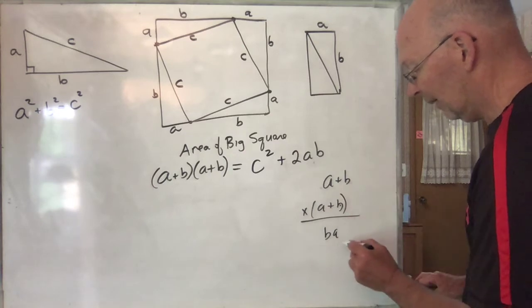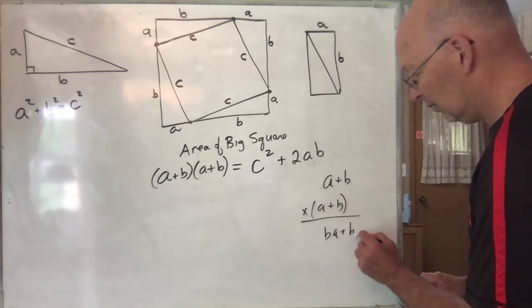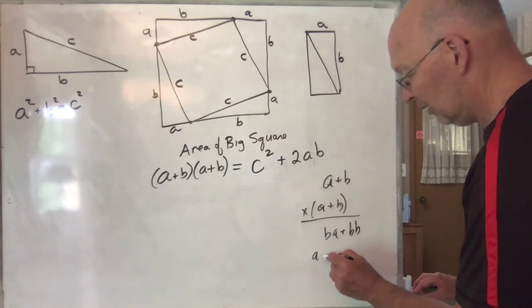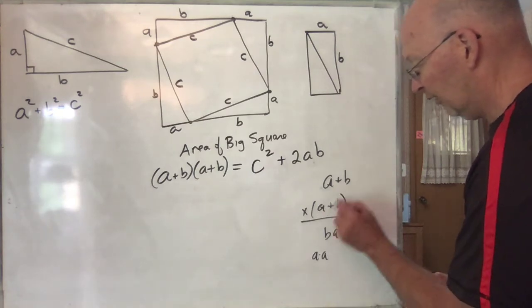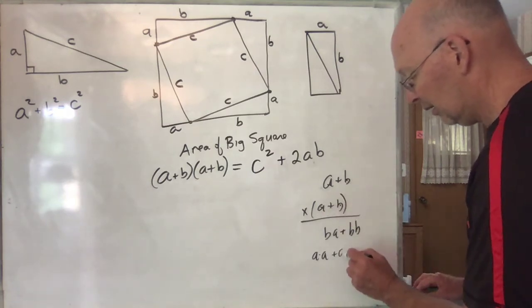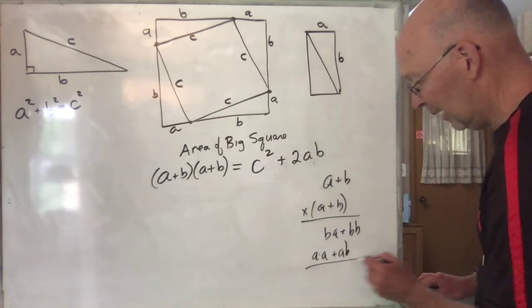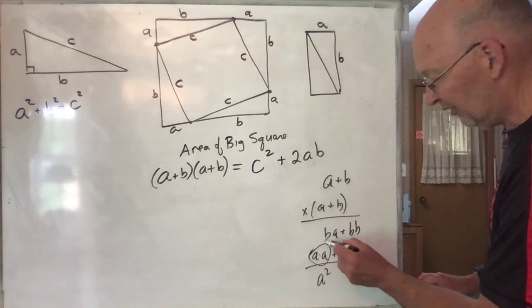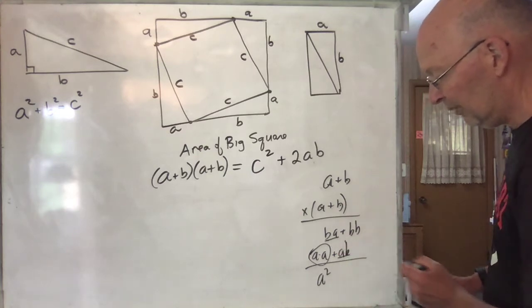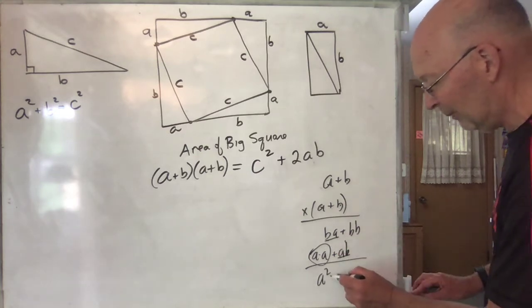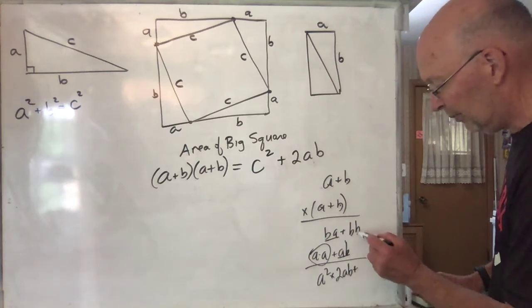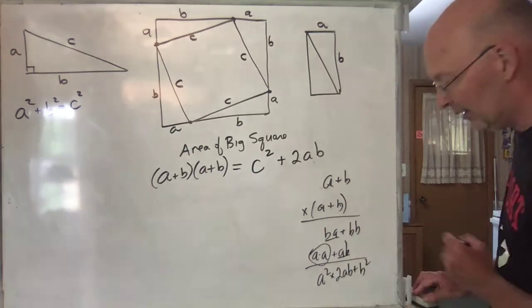Here you get b times b. Here you get a times a. And here you get a times b. And by the time you add all those together, you get a squared plus a times b plus b times a. Those are both the same, so that's 2ab plus b times b is b squared.